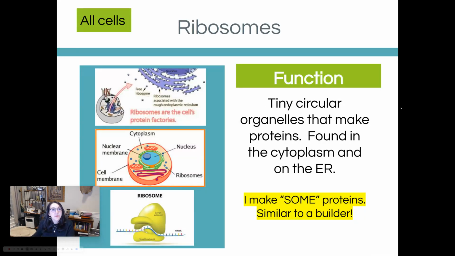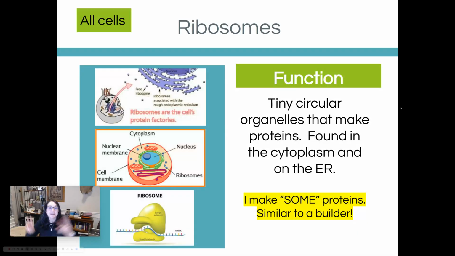All right, number three in the things that all cells have are ribosomes. These are really, really important, but they're super, super tiny. So they're usually drawn as tiny little dots everywhere. These are ribosomes, and they are what make proteins. Now, proteins are how the cell operates and how the cell does what it needs to do. So ribosomes are very important.